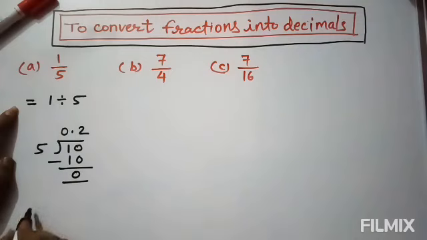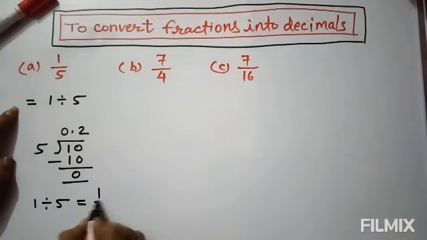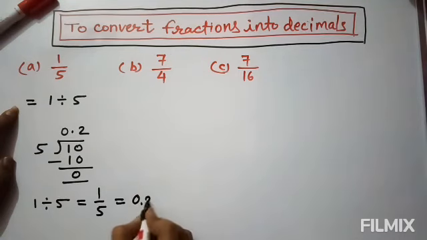So of this question, which is 1 upon 5, 1 divided by 5, or you have a question 1 upon 5. What answer we will have? 0.2. This is a decimal form.